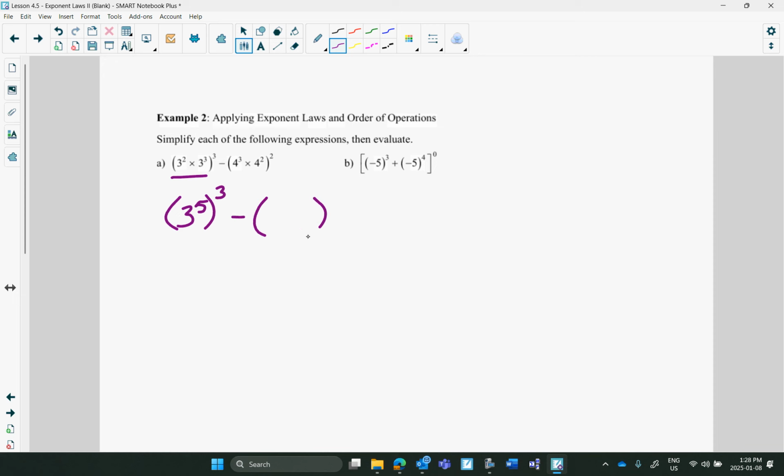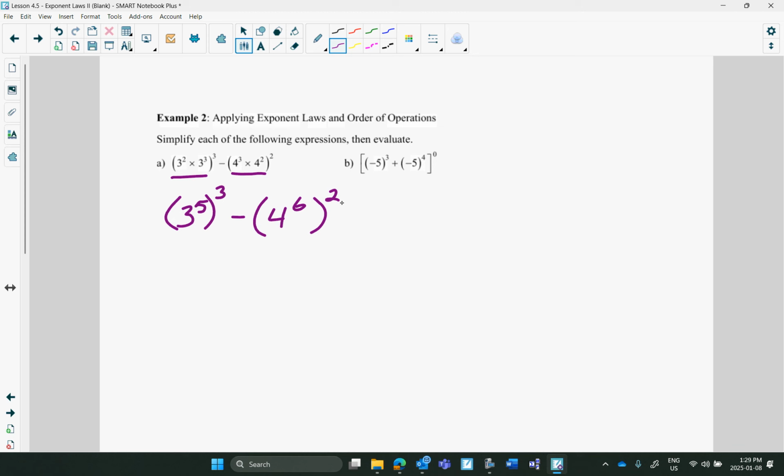Minus, well, what's an easier way to say that? It stays the same. It stays as 4 to the 6, and then squared. Now we've got the exponents right beside each other, so that should tell you to multiply.